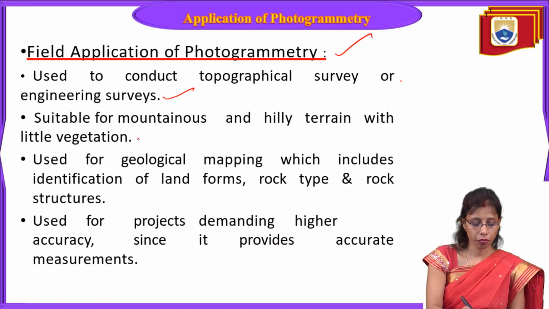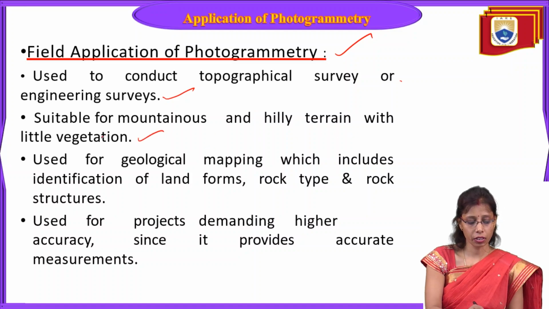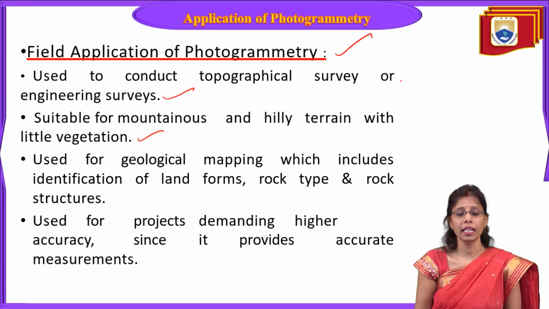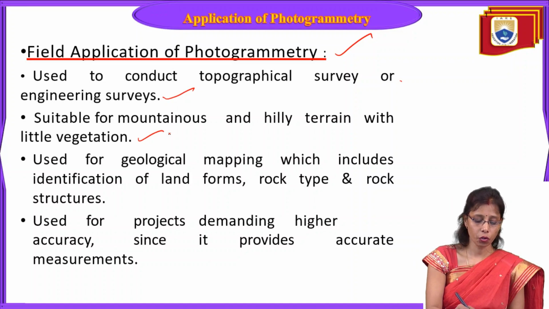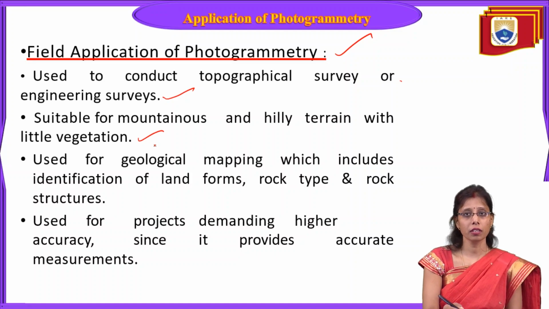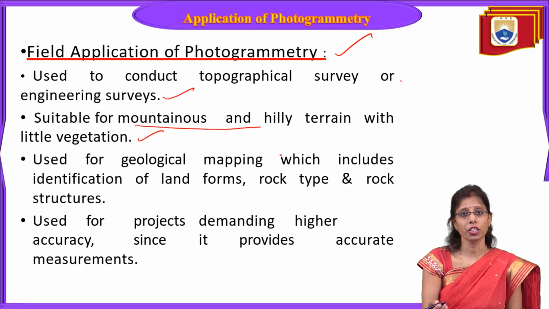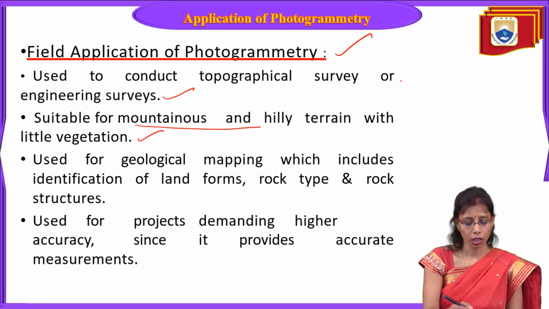Now it is suitable for mountain and hilly terrain with little vegetation. Manually, if we want to go to a hilly terrain and try to measure the area and get the information, it is a very difficult task. So, with the help of photogrammetry, we are able to get the images in mountainous and hilly terrains where we are unable to reach. In the remote areas we are unable to reach, we are able to get the information with the help of photogrammetry.